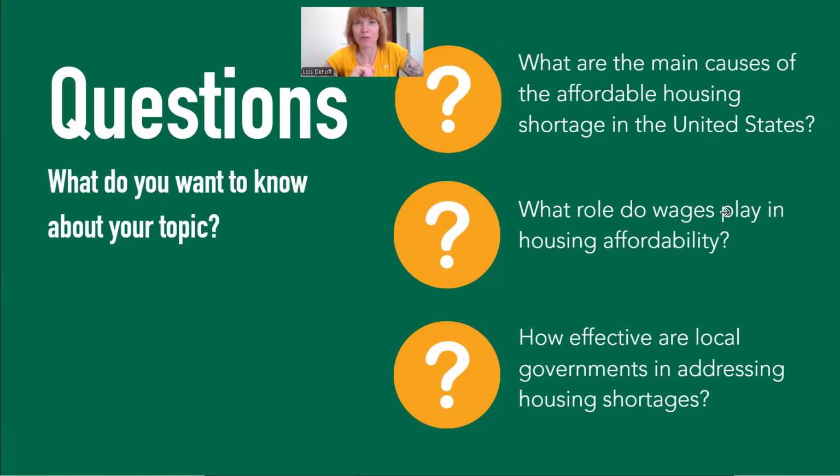So for example, what are the main causes of the affordable housing shortage in the United States? Good question. How do we even get here? Next, what role do wages play in housing affordability? Again, good question. So we work, we make money, and how big of a deal is that in relation to affording a home? And then my third question is, how effective are local governments in addressing housing shortages?